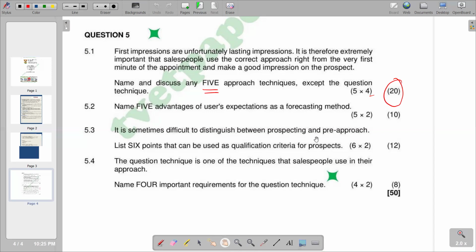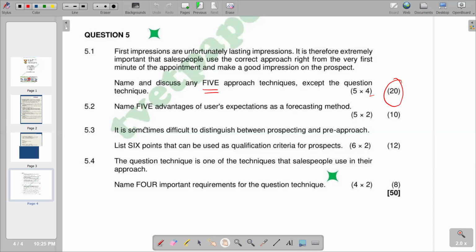It will also include abilities, needs, wants about a customer. So this is what we have on the pre-approach, whereby we're saying it is one of the initial steps in the selling process, where the preparation is done about customers by a salesman before approaching them. So basically, that's what we've under the pre-approach.